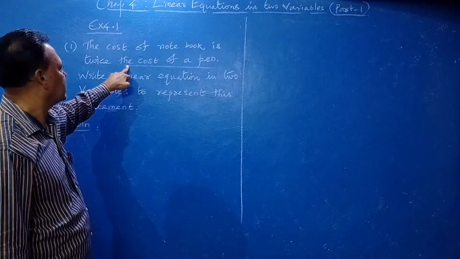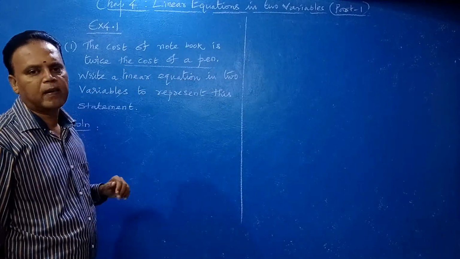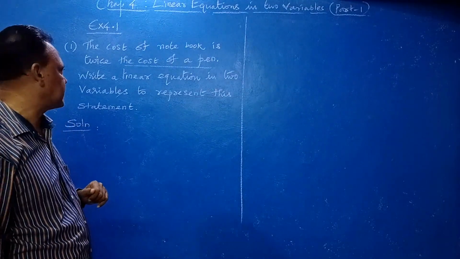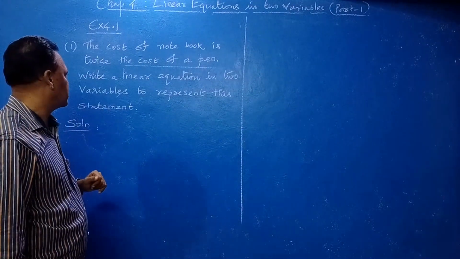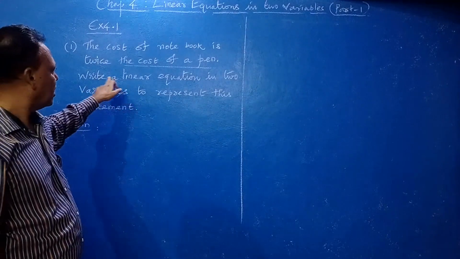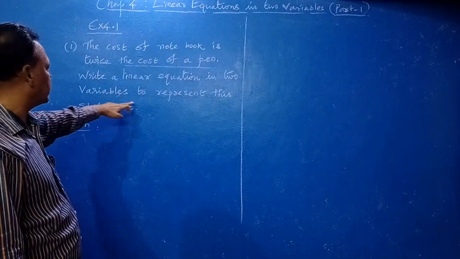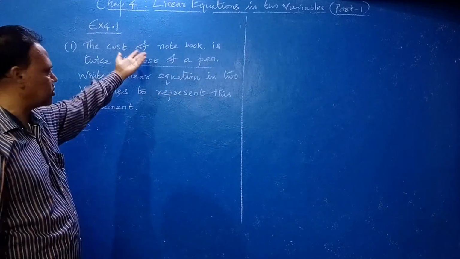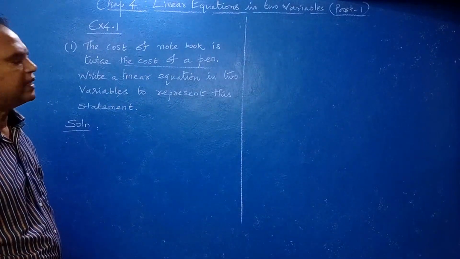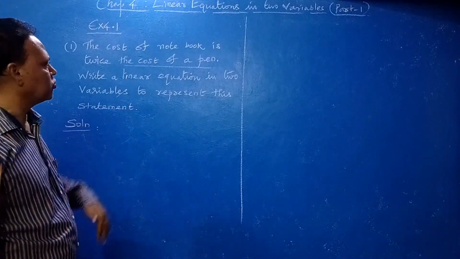Here, assume the cost of a pen be rupees X, correctly. Then you write the linear equation in two variables to represent this statement. You will get a linear equation in two variables.